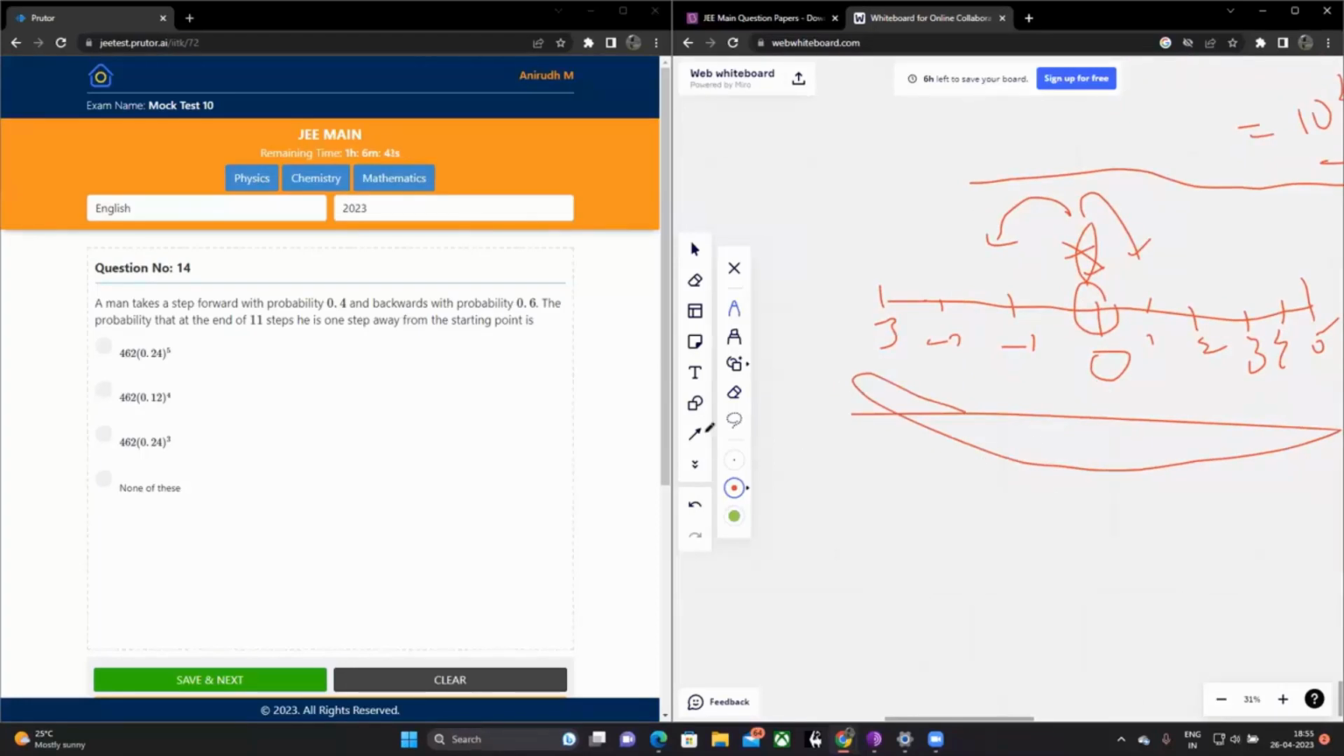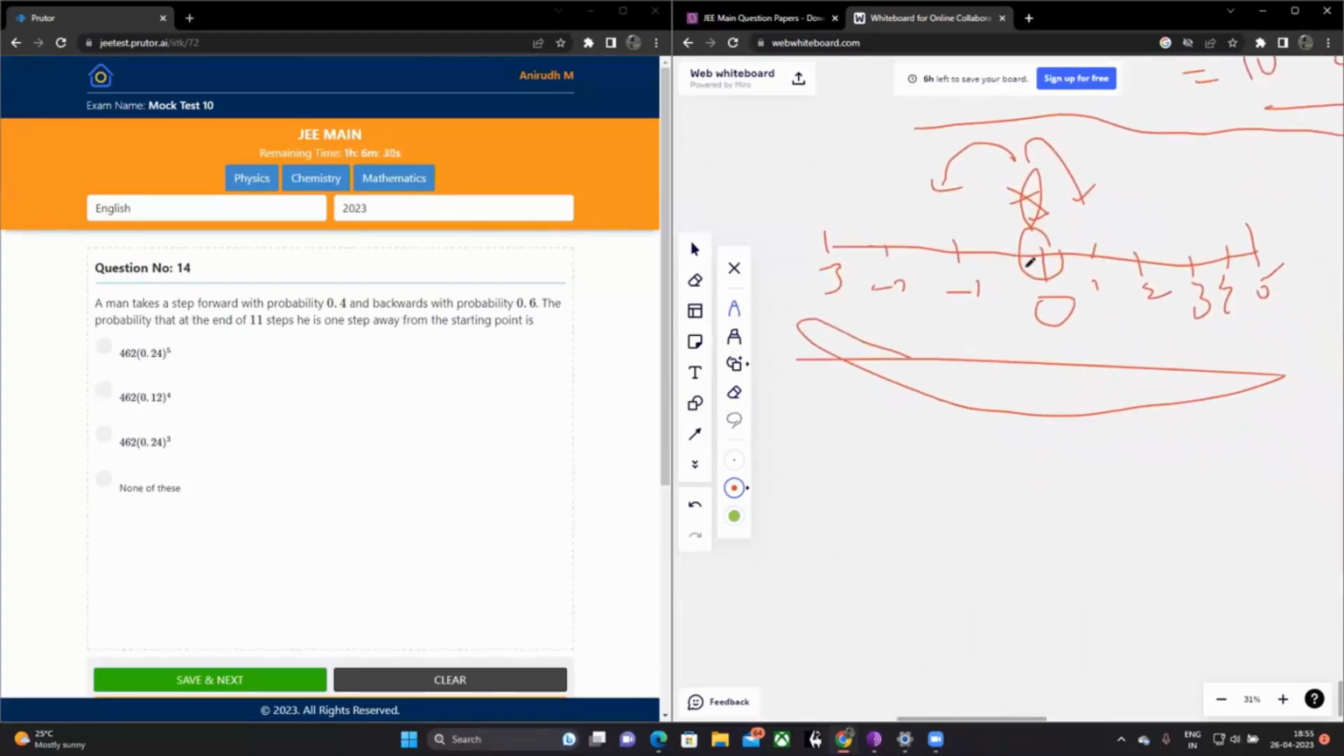So basically, the idea is that you find the probability that he'll be at +1, find the probability that he'll be at -1 at the end of 11 steps, right? To be at -1, you have to have 6 backward steps and 5 forward steps, right? 5 forward steps add 1 to your total count, and 6 backward steps decrease 1 from your total count, and finally you get -1. Whatever be the sequence that you take backwards and forwards, this holds, right? This is to get -1.